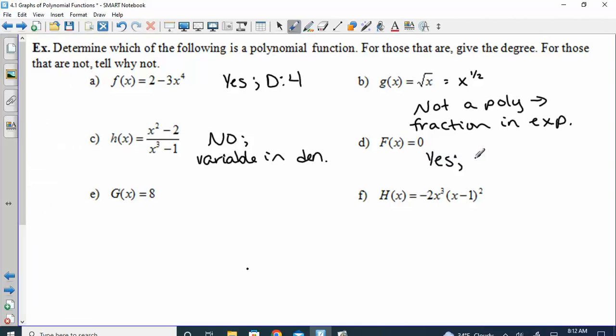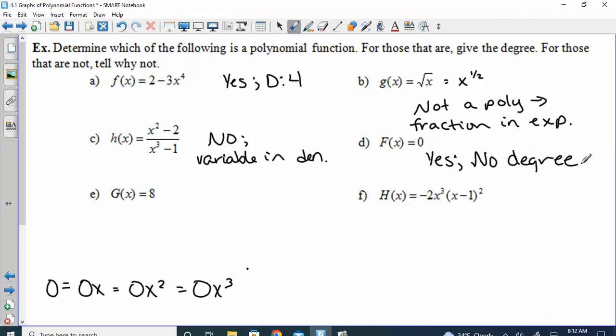Now, I don't know what the degree is, though. The degree is a little bit tricky. 0, would you guys agree? 0 is the same thing as 0x, right? Is that the same as 0x squared? Yep. And 0x cubed? So couldn't I put any x with that? So in this case, we have to say there is no degree. That only happens when it's just equal to 0, because in that case, you could technically put any power of x with it.